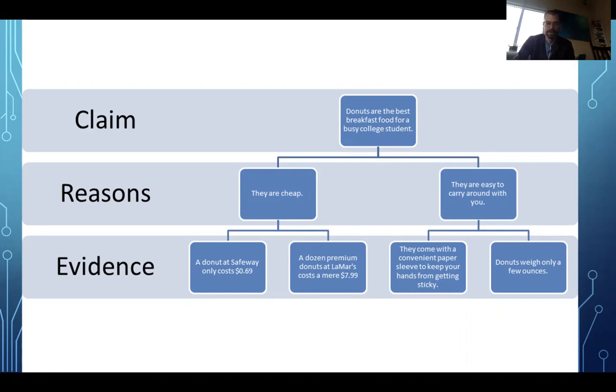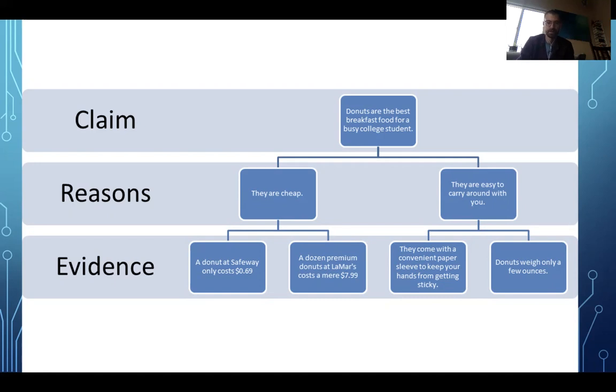So let's just take a look at the example I've got here. The claim is donuts are the best breakfast food for a busy college student. The reasons are that they're cheap and easy to carry around, and then evidence is where we can back up those reasons by using, for example, the price of a donut at Safeway.